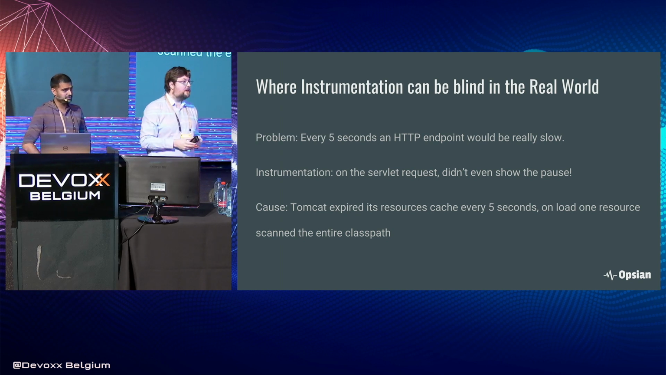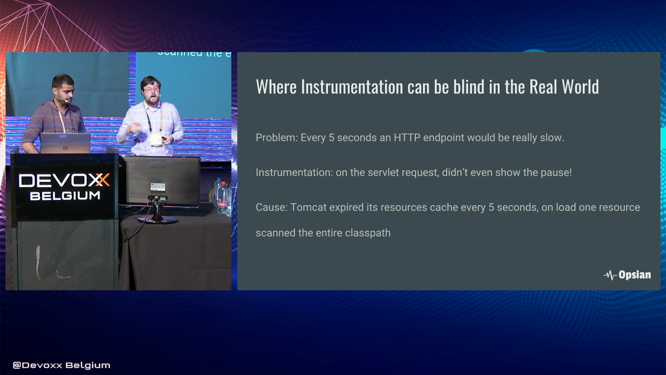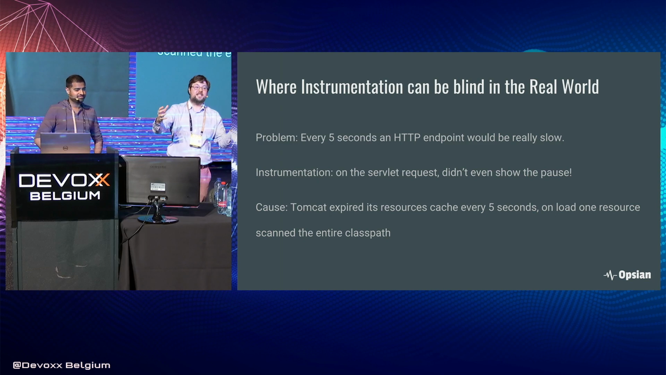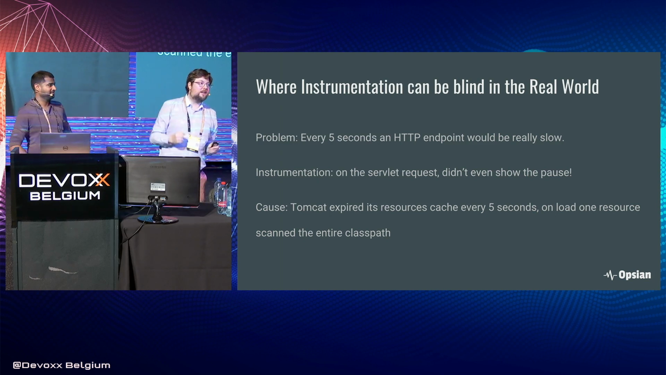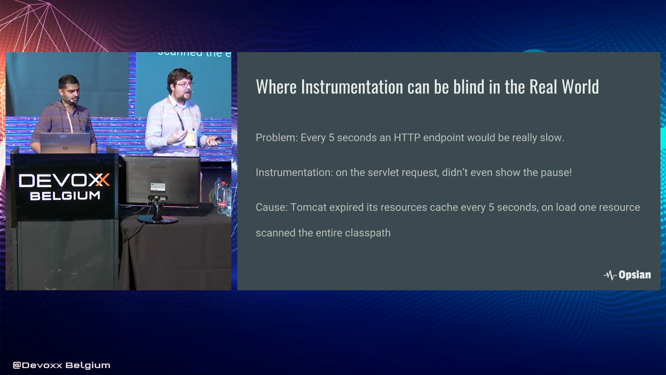It turned out the cause of their problem was that Tomcat kept a resource cache of all the different resources it had loaded up. It would expire that cache periodically and ask those different resources if they needed to reload. And one of those resources went, ha-ha, I know what you've given me. You've given me an opportunity to scan the whole class path of your application, which involved hitting the disk. It took a couple of seconds, and so would cause a big pause periodically when this cache expired.